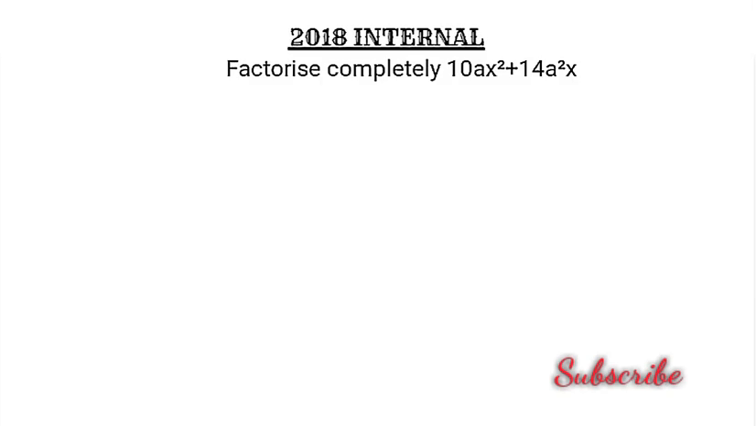This is another question that came from algebraic expression. The question was factorize completely 10a squared plus 14a squared x. Okay, so I'm going to write this expression down here. This is the expression that students were supposed to factorize.